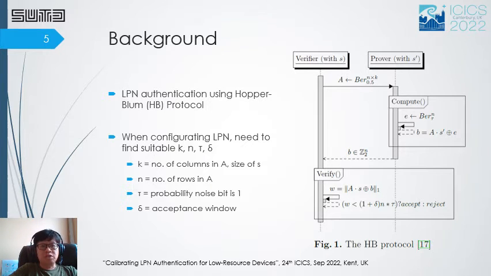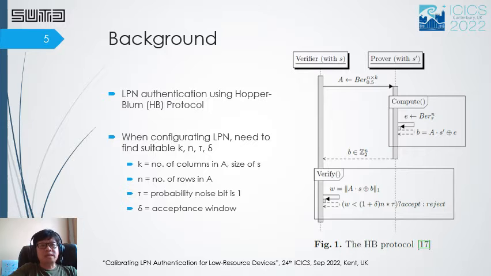There is a challenge A, which is an n by k binary matrix that is sent by the verifier to the prover. The number of columns in A is k, but we also need to decide the number of rows, or the number of samples, n. A lower number of samples allows an attacker to guess a response at a higher probability, while a higher number of samples increases the communication overhead.